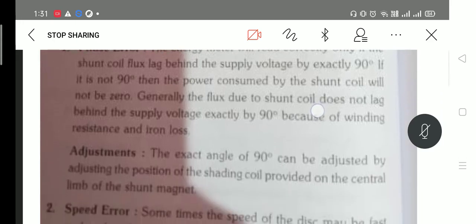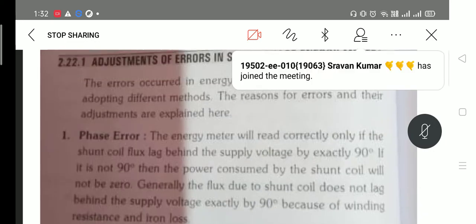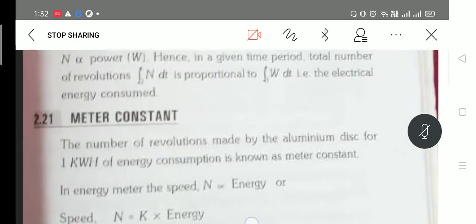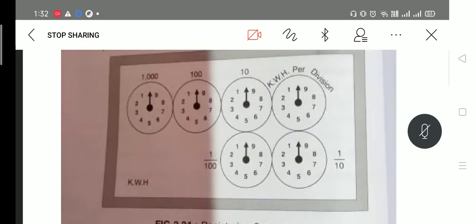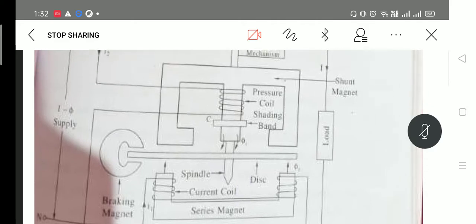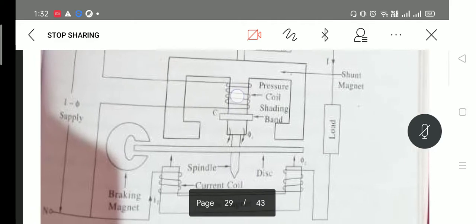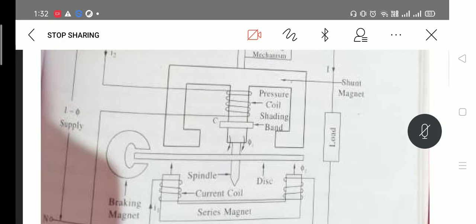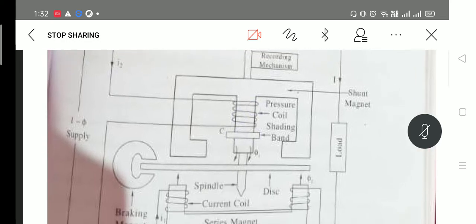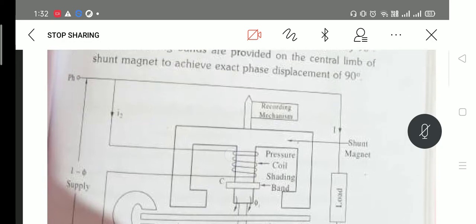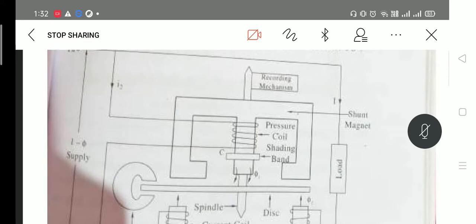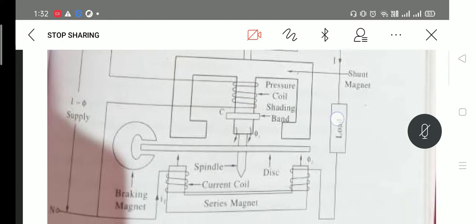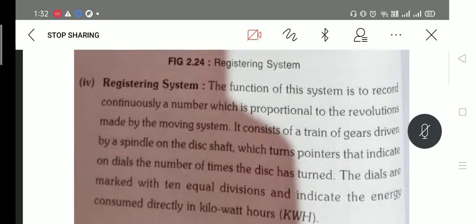How to avoid the phase error? We can adjust the phase error by using the central limb, that is the pressure coil. Here the pressure coil is there in the energy meter. We can adjust the phase here by using the pressure coil. A center limb is there in this shunt magnet, one center limb is there, no. By using that center limb we can control the phase to exactly 90 degrees. Okay, then we can avoid the phase error.